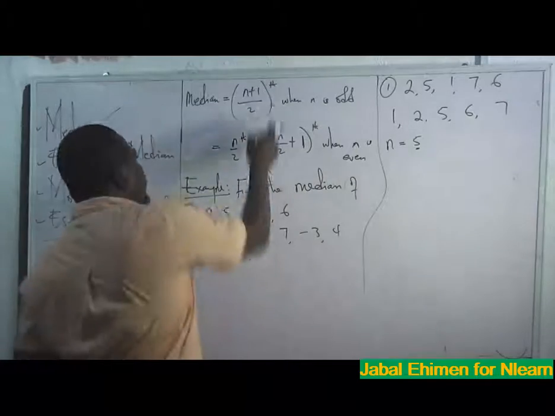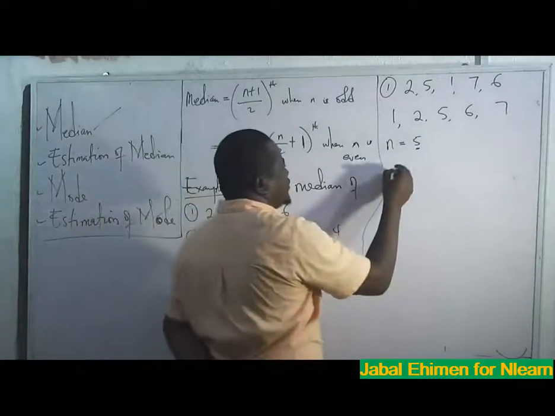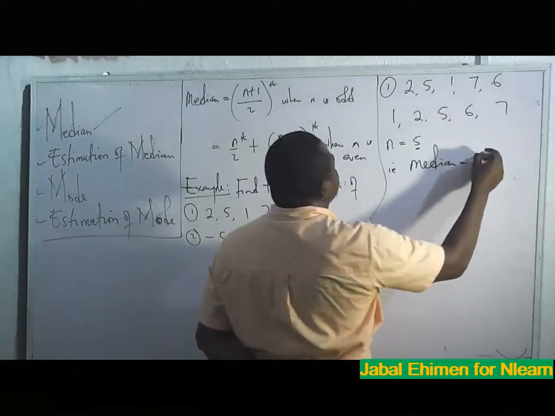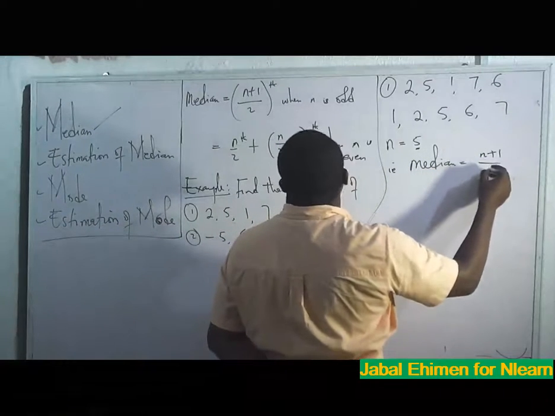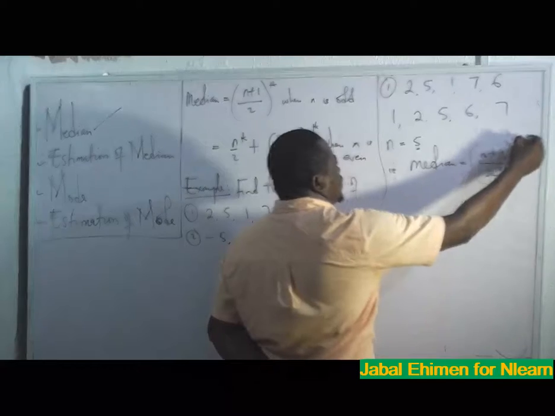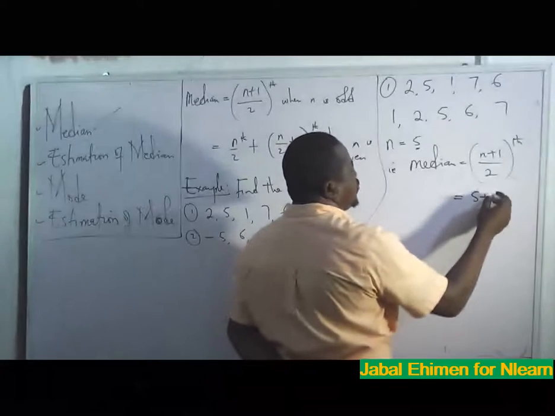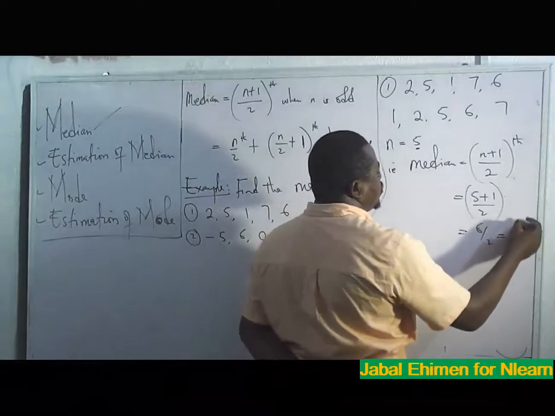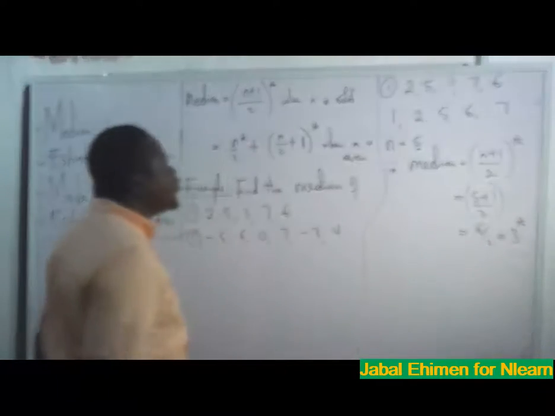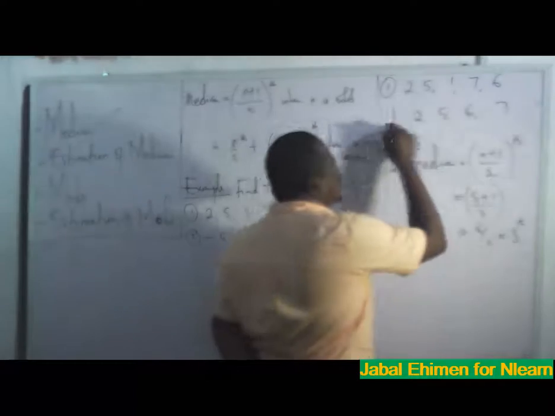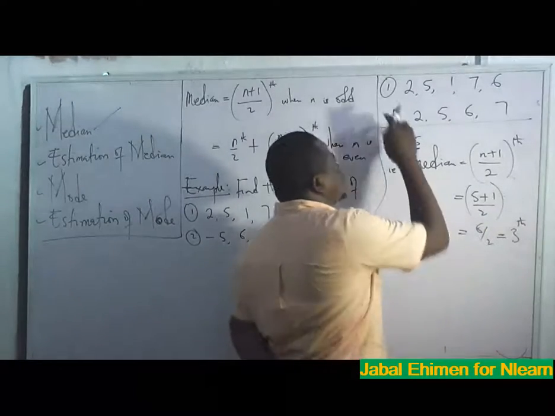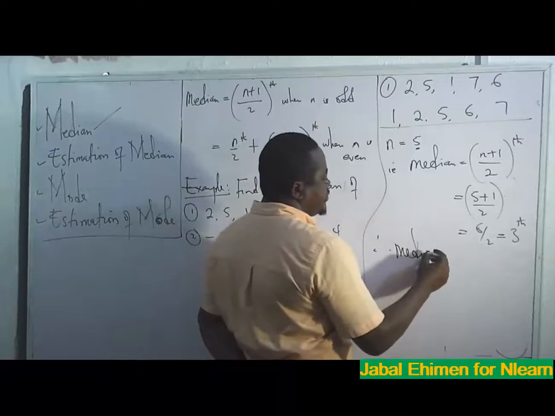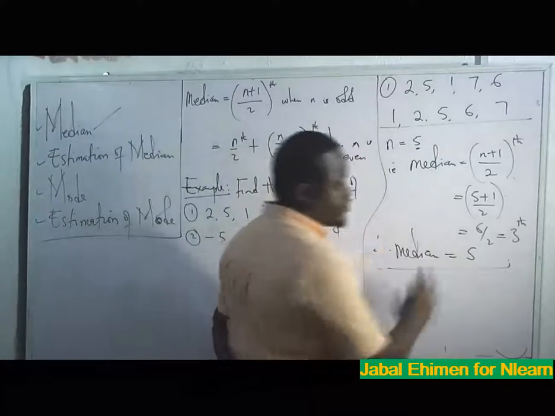So because it's odd, we're going to use the first formula. What it means is the median is equal to (n plus 1) over 2. So that will give us (5 plus 1) over 2. That will give us 6 over 2, which is equal to 3. So in this whole set of values, which of them is in the third position? That's 1, 2, and this is 3. So therefore, the median is equal to 5. I believe you understand this.